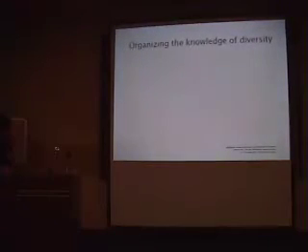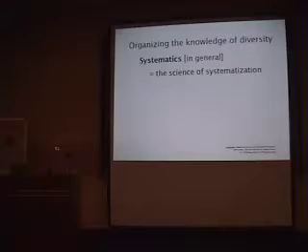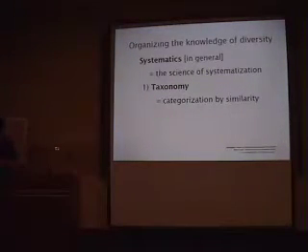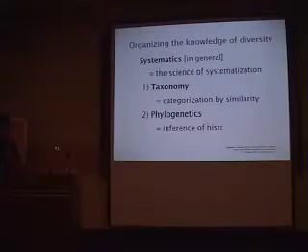In this case, we have a general science which is called systematics. Systematics, in general, is a science of systematization. But we have two different kinds of criteria for describing biodiversity, because there is the science of taxonomy. Taxonomy is categorization by similarity or dissimilarity among organisms. But we have another kind of science, which is called phylogenetics, which is based on the inference of history of organisms. So in this case, we must consider what is the difference between taxonomy and phylogenetics.